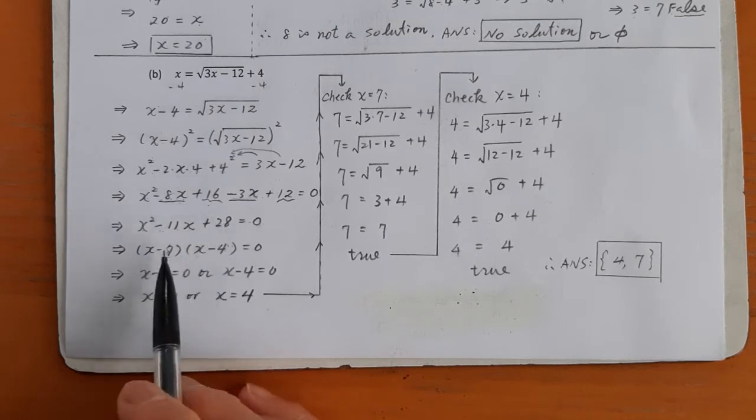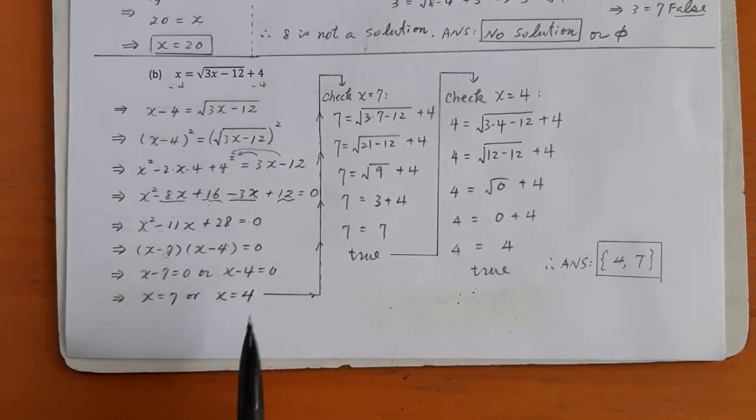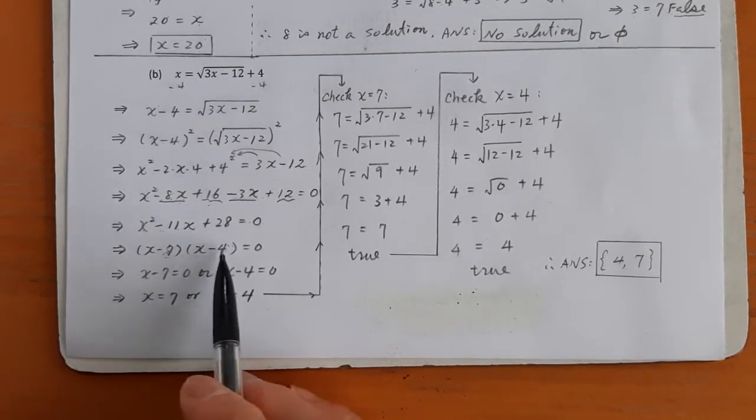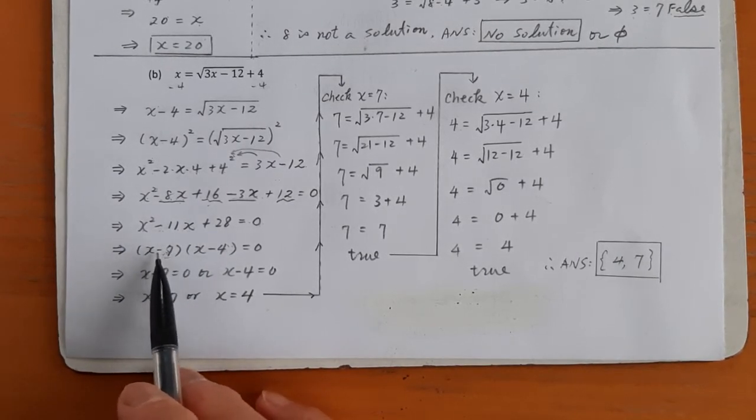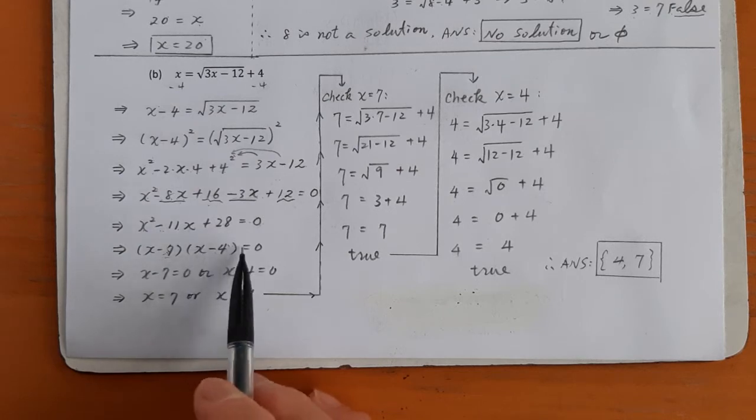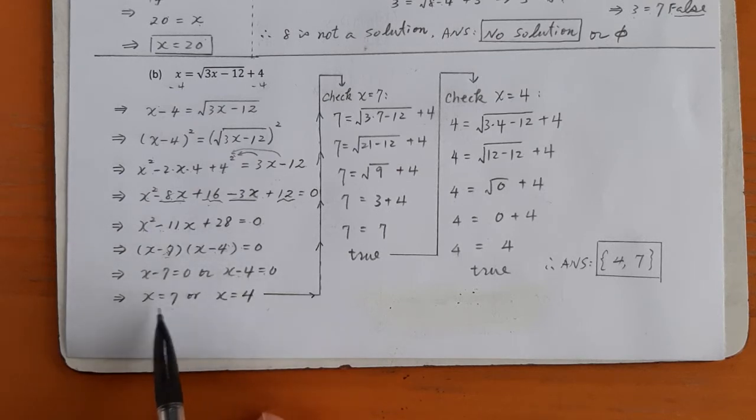Tying together is positive 28. Negative 7 and negative 4 is negative 11. And put down negative 7, negative 4. Then use the zero factor property. Either x minus 7 equals 0 or x minus 4 equals 0. So you solve it, you get x equals 7 or x equals 4.